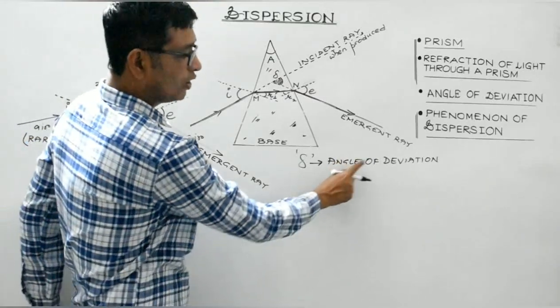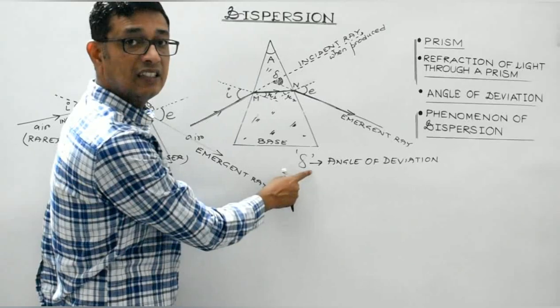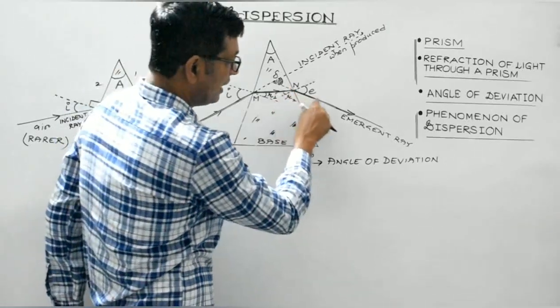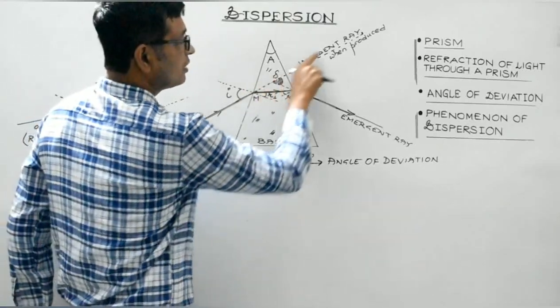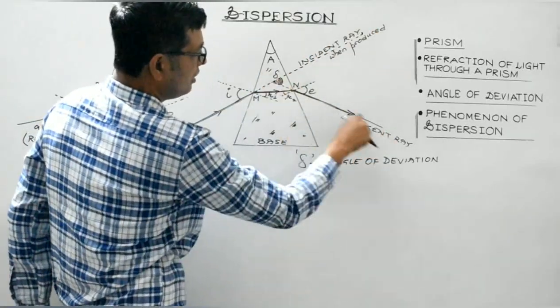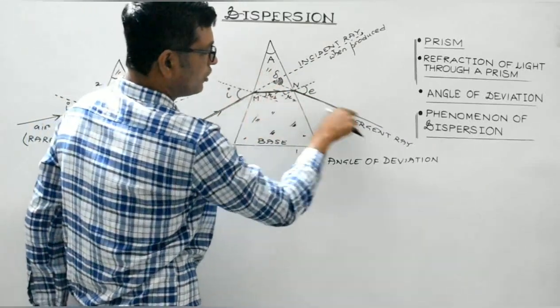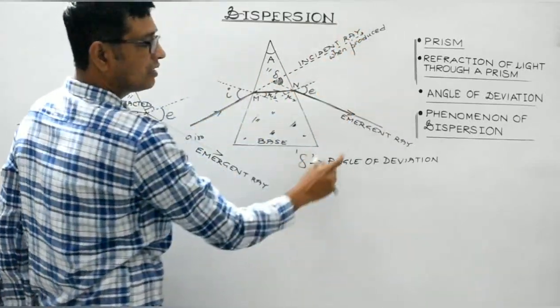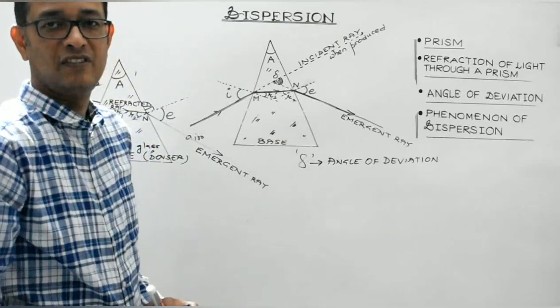So how to define angle of deviation? Angle of deviation may be defined as the angle which the emergent ray makes with the incident ray when it is produced. This is the emergent ray and this is the incident ray when produced. So it is the angle which the emergent ray makes with the incident ray when it is produced. So that is known as the angle of deviation. Clear, students?